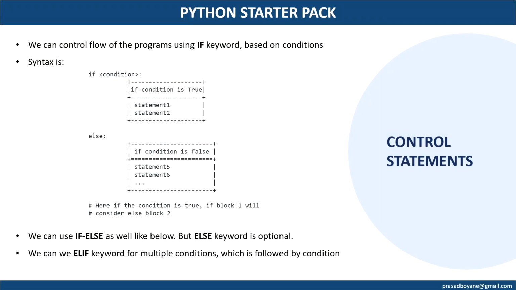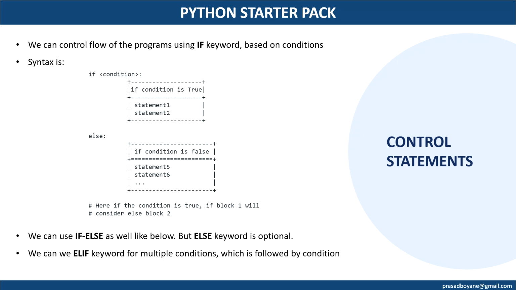So long story short, what we have learned is about control statements. What are control statements? These are nothing but statements through which we can control the flow of the program. Usually the flow of a Python script or any program script is from top to bottom. That means the first line executes, then the second, then the third, fourth, and so on. But using keywords like if, else or elif, we can control the flow of the program based on some conditions.